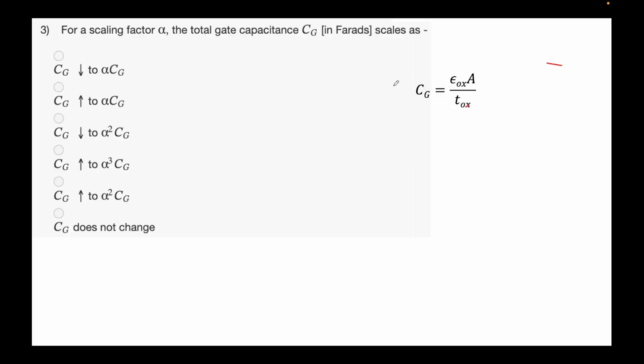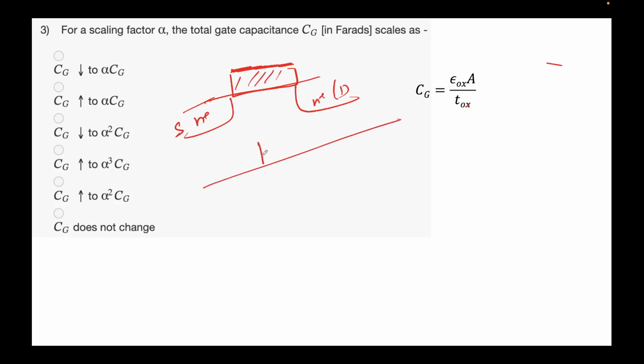Let's draw the MOSFET here. So we have this metal, we have the oxide, and then we have the semiconductor. This is your source, this is your drain, and this is your body, P type. Source, drain, and this is your body. And here we have this gate. This is your oxide.